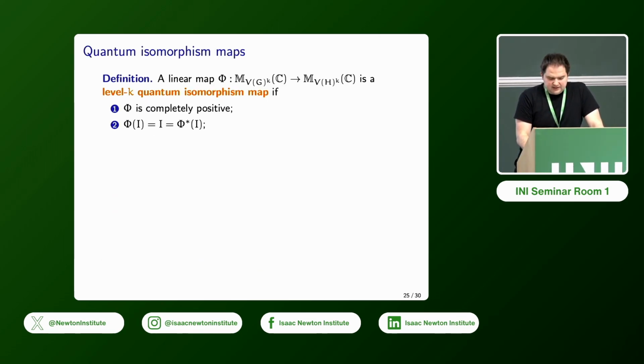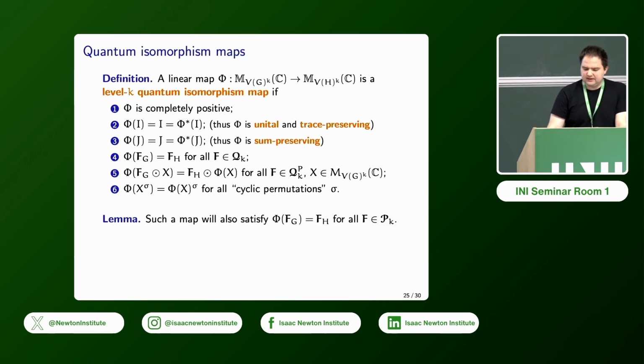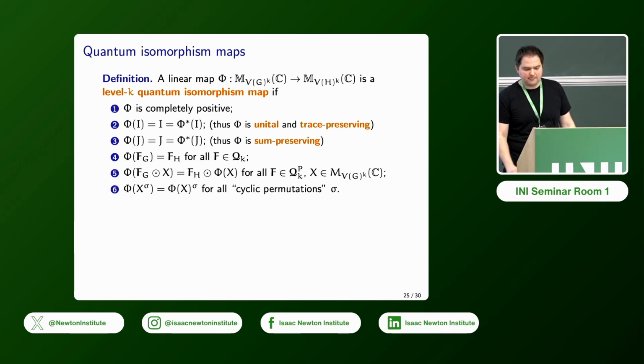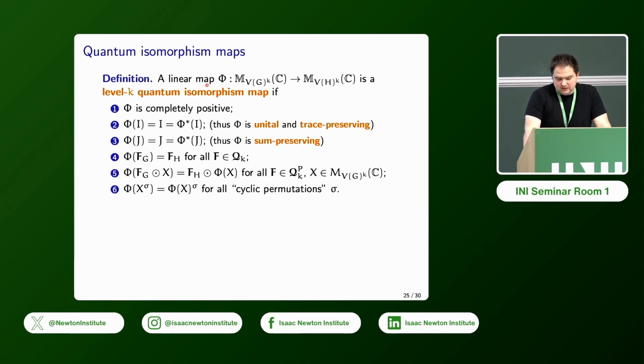And finally, we can define a level k quantum isomorphism map. This is a linear map between matrix algebras, and it is a level k quantum isomorphism if it satisfies certain conditions.